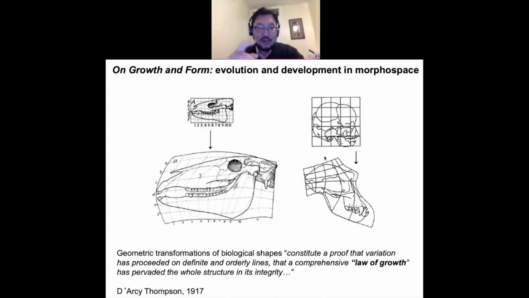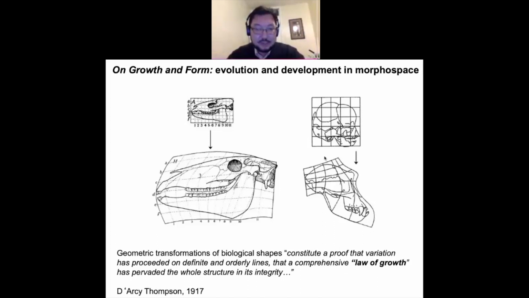For example, how the skull of the primitive horse, shown here on the left, the most ancestral horse found at the time in the early 20th century, evolved into a modern horse skull. He put the original skull on the square grid, and he showed what parts had to be transformed in which way, scaled in which way, to produce a modern horse skull.